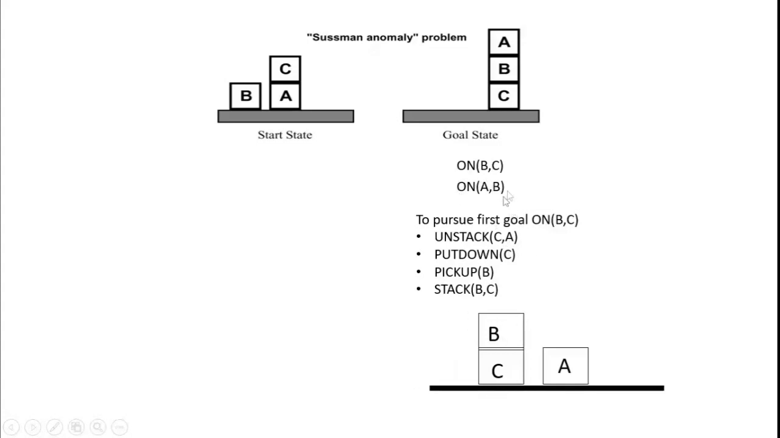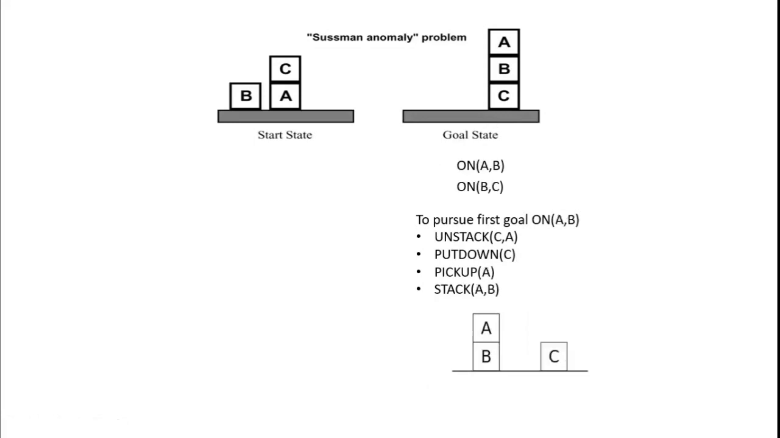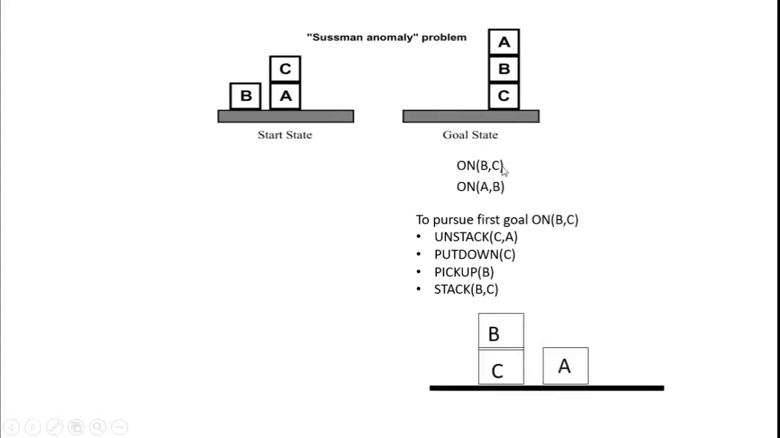अगर अभी आपको ऑन A कमा B करना है इधर से, आप क्या करोगे, कैसे करेंगे? You will say unstack B comma C, put down B, pick up A, stack A comma B. So what happened? You have disturbed the first sub-goal. So in whatever way you try, whether you solve this sub-goal first and then that one, or the other way round, you cannot do it.